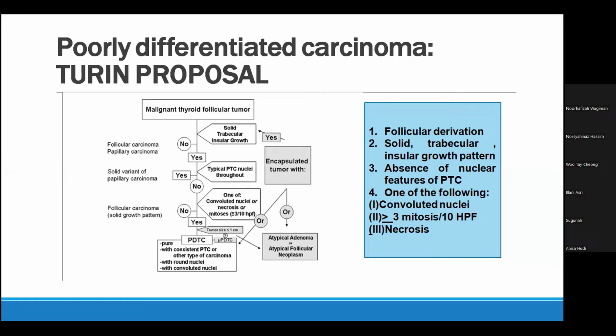Some authors recommended that even if you see less than 50%, or even 10% of the poorly differentiated carcinoma, we are supposed to mention it in the report, because the patient may behave aggressively. Okay, all right. So that is part 1.